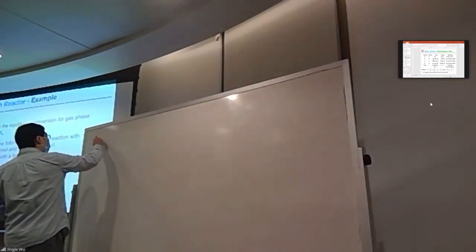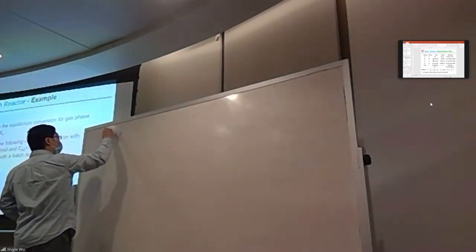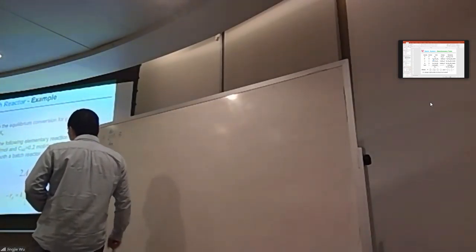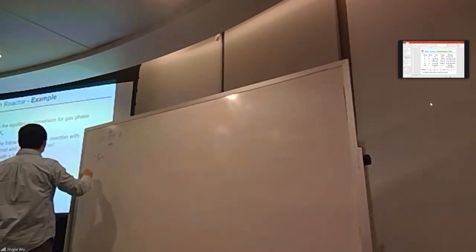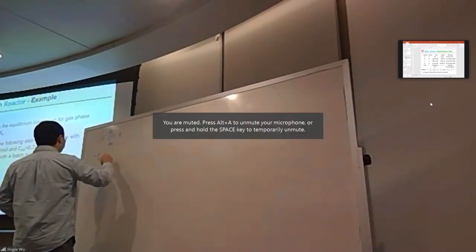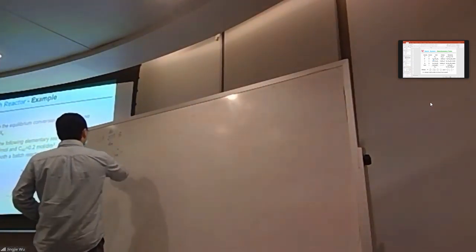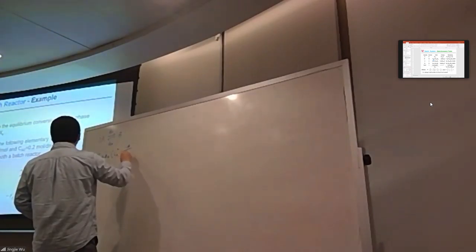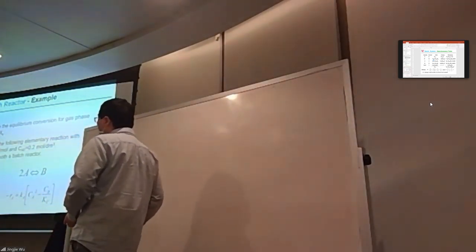So now the reaction is 2A to B. Of course, you have k_A, but you also have k minus A for the reverse reaction. So it already tells you the rate law, right? The rate law r_A follows the elementary reaction rate law. We talked about how to derive the rate law for the equilibrium conversion, right? It's minus k_A C_A squared plus k minus A C_B, and we have K_C. Okay, so this is the rate law.